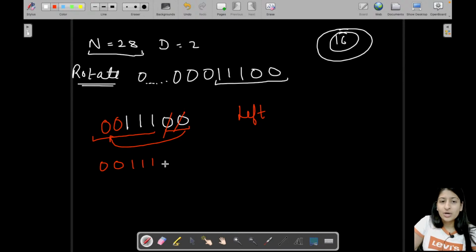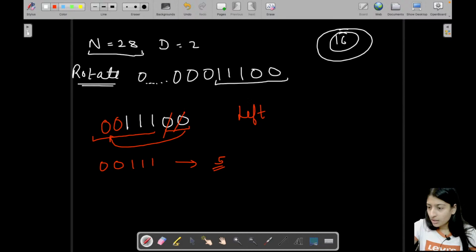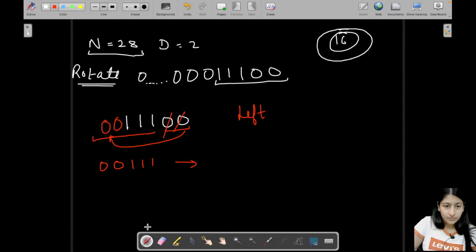So what is this number? If I want to represent it in its decimal form, it is nothing but 2 to the power 1 plus 2 to the power 2, 4 plus 2, that is 6, if I'm not wrong, plus 1 into 2 to the power 0. What is wrong here? I think the answer, when we rotate it left, is, just give me a moment.